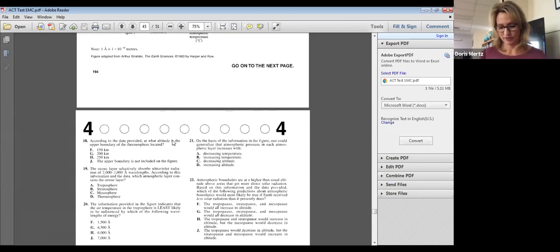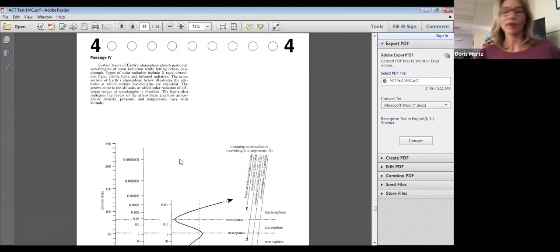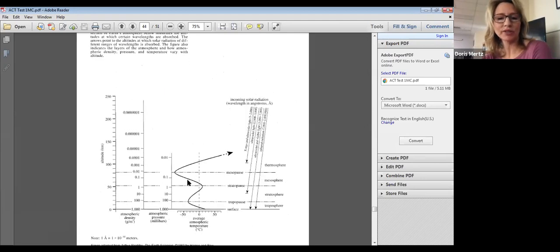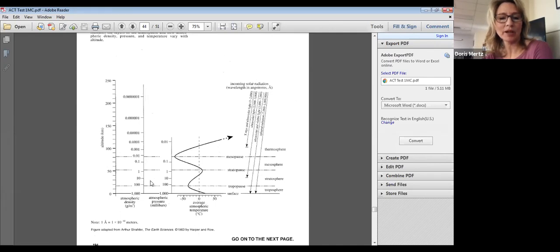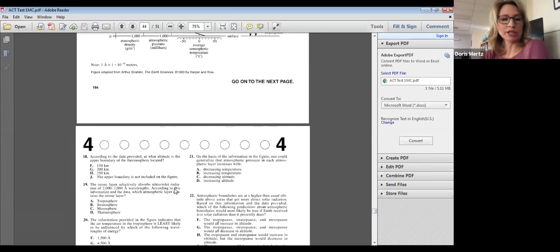All right, let's review this one. If you did go look at the text, the only sentence that really helps you out is that first one that tells you what's going on, that there are certain wavelengths of solar radiation. The rest of it just describes this chart, what all was being measured. So let's go to the questions.